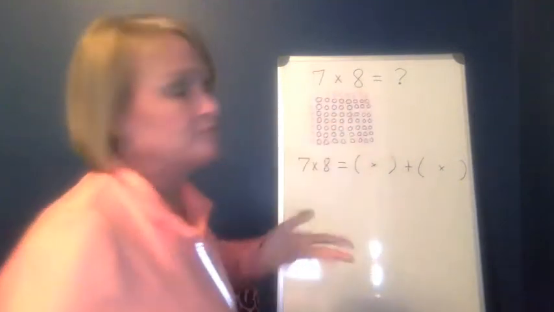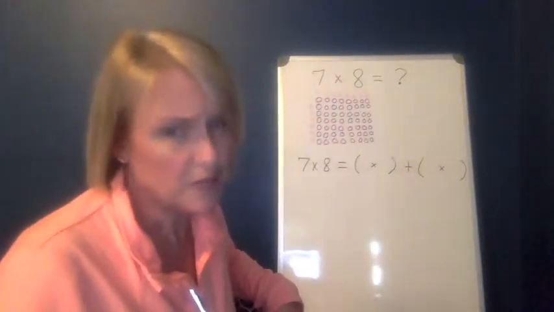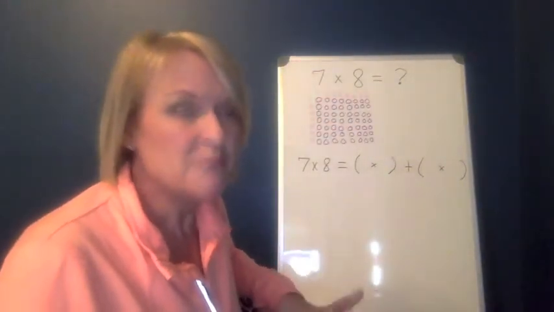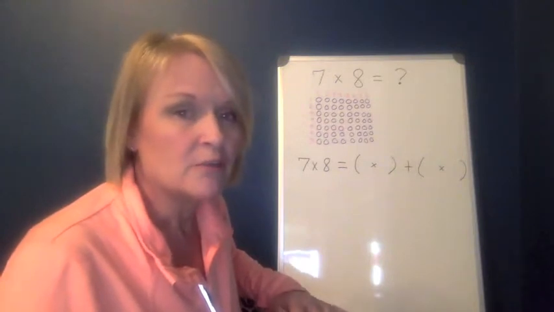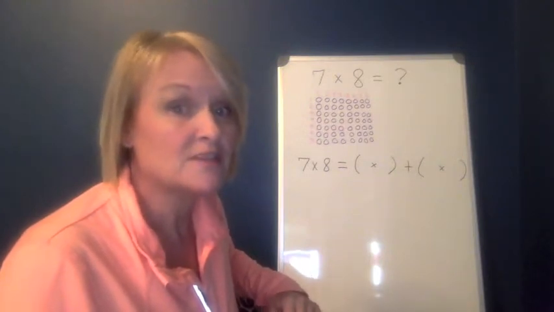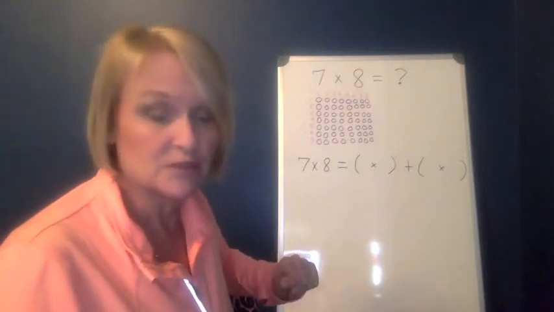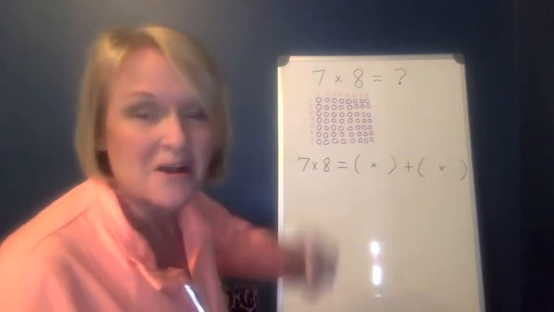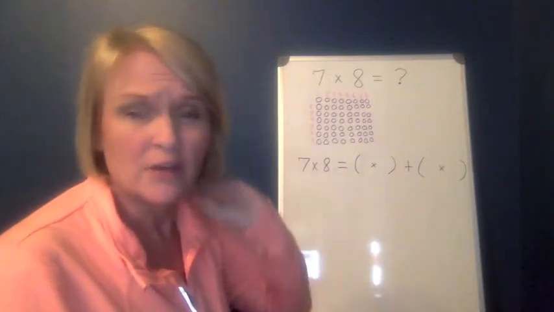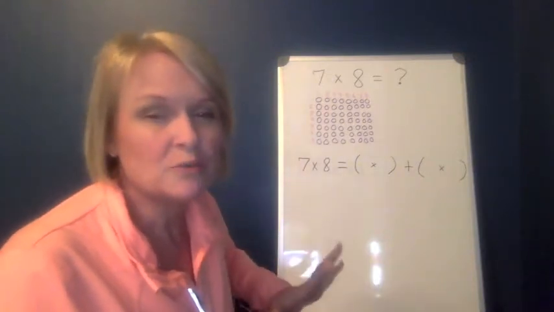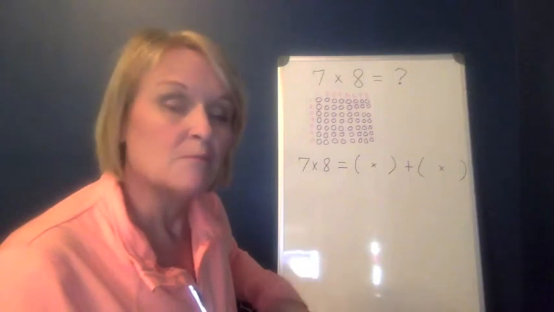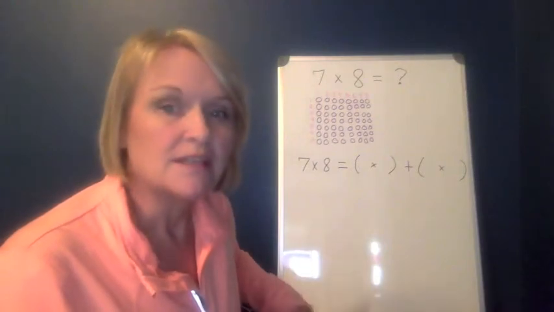7 times 8. Now you guys probably already know the answer, but just imagine that the number was much bigger. Imagine that it was 17 times 8. That would be really hard to do, somebody wants to come to math class. That would be really hard to do in your head or even on paper. So this is just a way to make multiplying those big numbers easier.